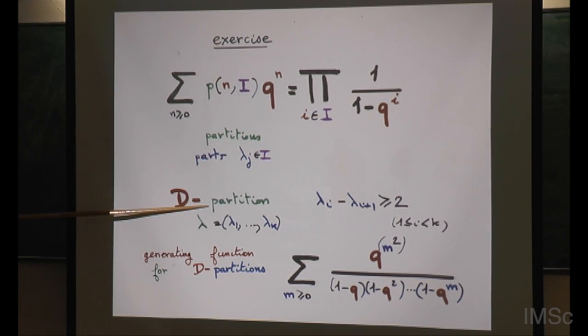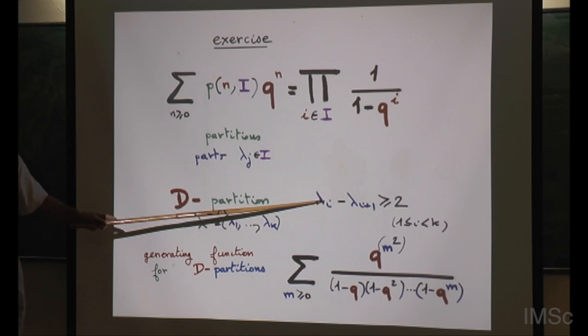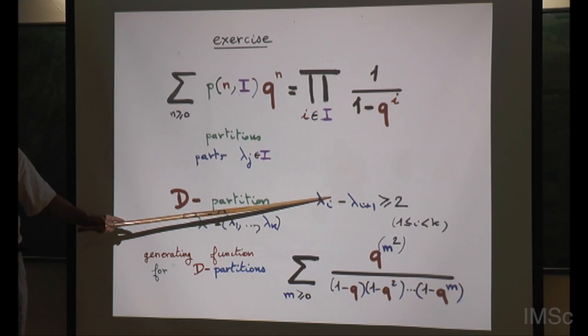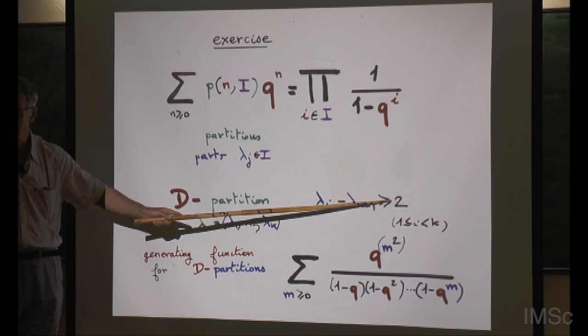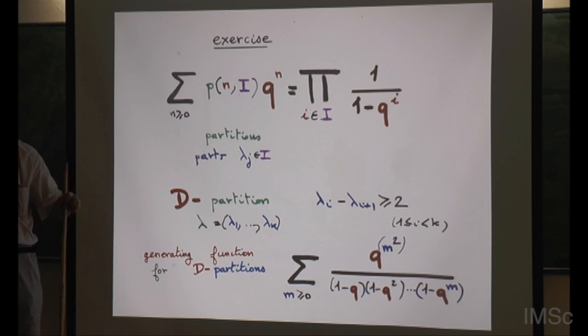Now, a less easy exercise. Second exercise, I introduce the notion of D-partition. D for difference. It's a special case of partition. It's a partition lambda with parts lambda 1, lambda 2, ..., lambda k, such that if you take two consecutive parts, they differ by at least 2. So it's a partition in distinct parts. There is no repetition in the parts, but there is more than distinct parts. If you take two consecutive parts, the difference between the two must be at least 2.